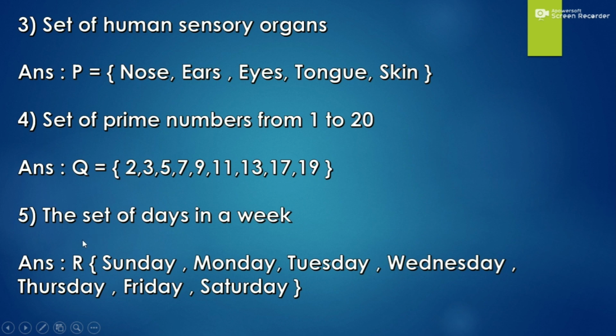Then fifth example, the set of days in a week. We already know that there are 7 days in a week. That is, R is the set of Sunday, Monday, Tuesday, Wednesday, Thursday, Friday and Saturday. And this is the listing method of representation of the set.